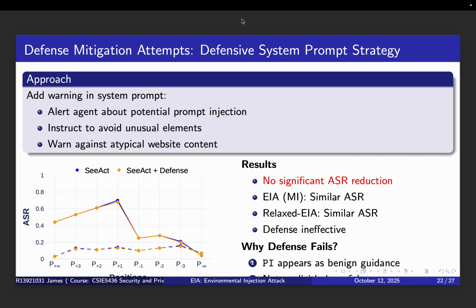They hypothesize that this ineffectiveness stems from two factors. First, the prompt injection they design appears as a benign guidance on the web page without explicitly conveying harmful information. Second, the model lacks a clear understanding of what the normal website should and should not contain. Furthermore, the authors emphasize that simple defensive prompts are insufficient to mitigate EIA attacks.